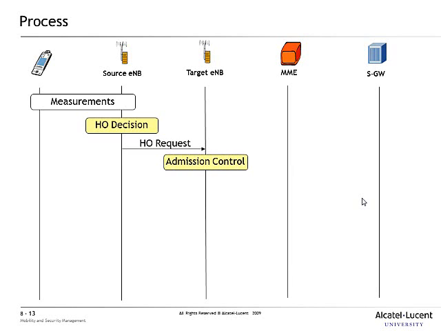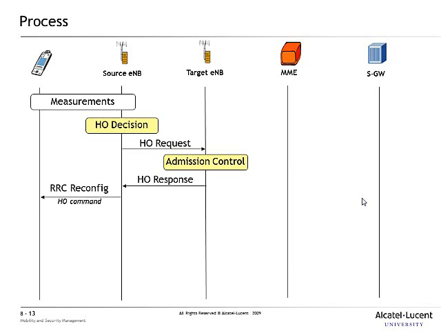So at this point, the target eNodeB makes an admission control decision. Should I accept this new request or not? Do I have sufficient resources to give this new user who wants to come into my cell? And then the target eNodeB sends a response. Most of the time it will be an accept response, but there is a possibility that it could be a reject response as well.